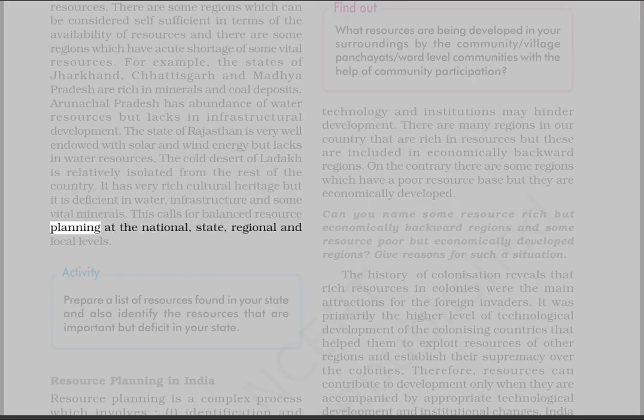This calls for balanced resource planning at the national, state, regional, and local levels. Prepare a list of resources found in your state and also identify the resources that are important but deficit in your state.